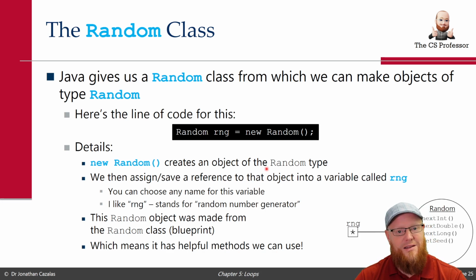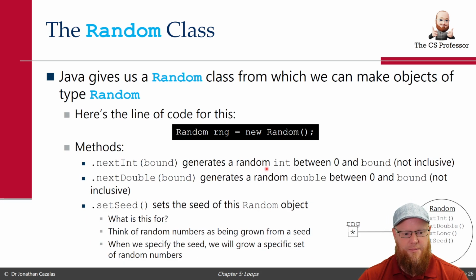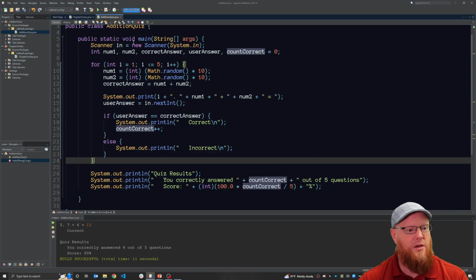Next double, next long, next, or set the seed of the random number generator, which is super helpful at times. So nextInt, if we give it a bound, works similar to Python. It generates a random int between 0 and the bound, but not inclusive of the bound. NextDouble generates a random double between 0 and that given bound, but not inclusive of the bound.